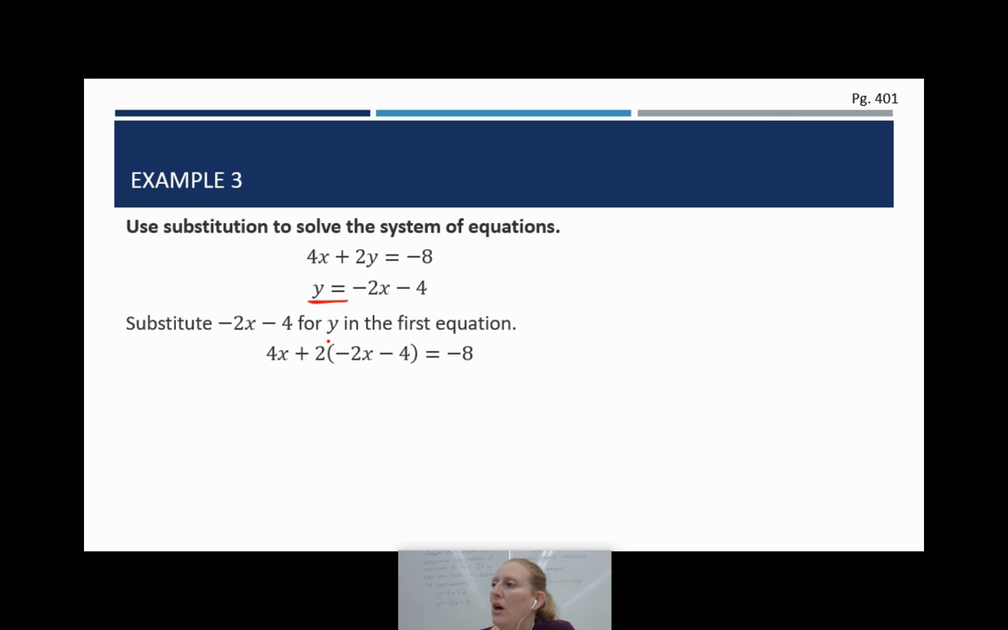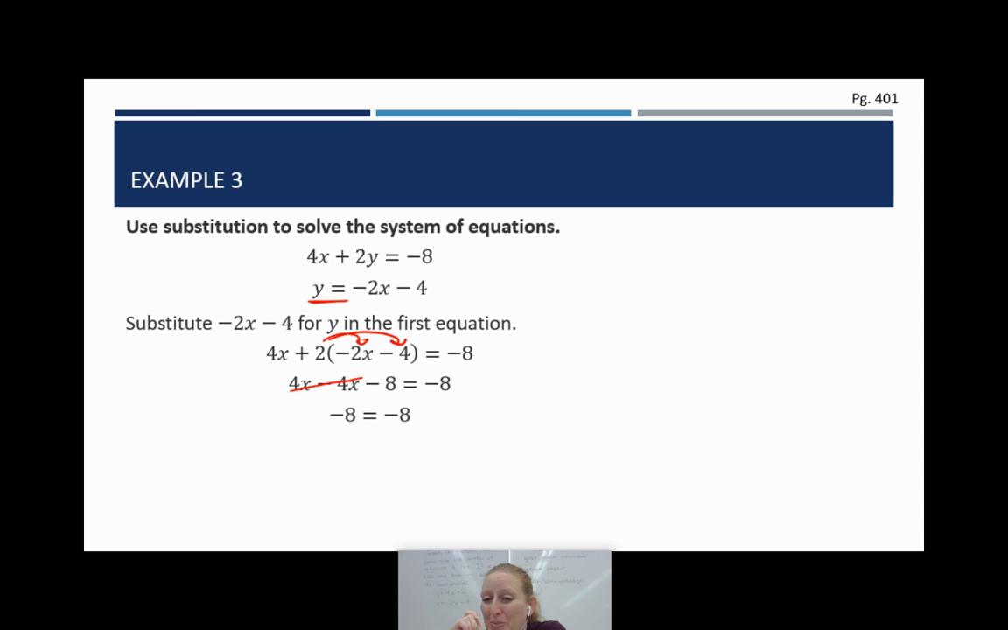Okay. So now I'm just going to distribute, right, because we don't want that happening. So I have 4x plus negative 4x minus 8 equals negative 8. Oh. 4x minus 4x is 0. My x's cancel out if I combine my terms. I have negative 8 equals negative 8.